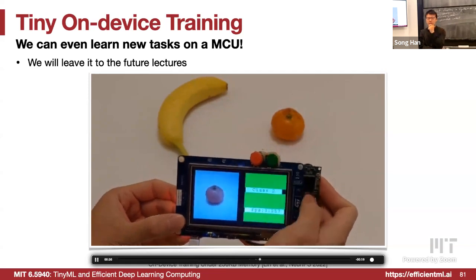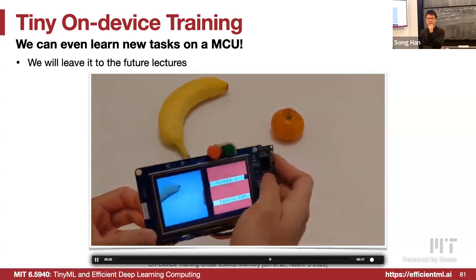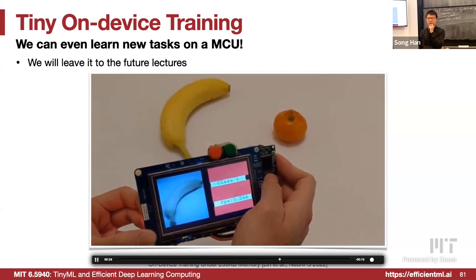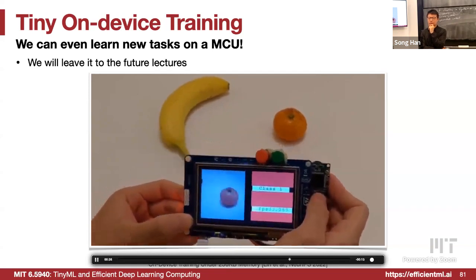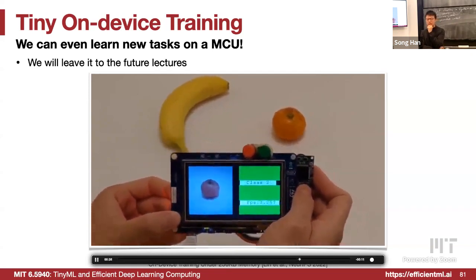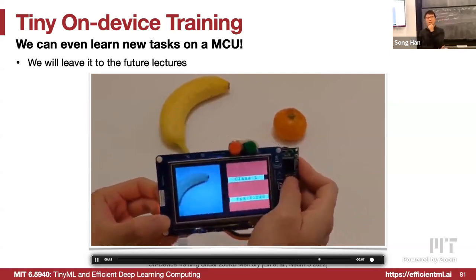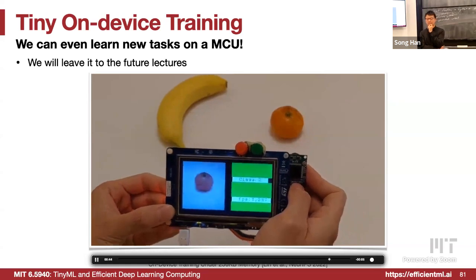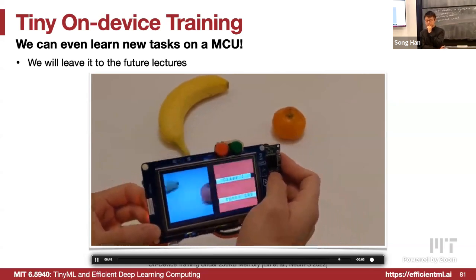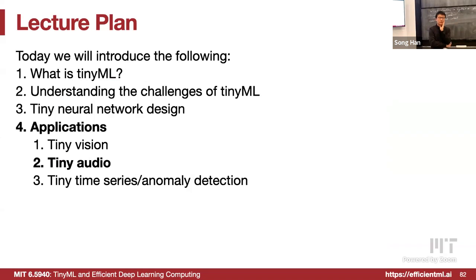We have to fit everything in the microcontroller. And after a while, we can distinguish the banana versus the apple. We are going to learn such technique in the later part of this lecture when we talk about training. So that's the tiny vision task.